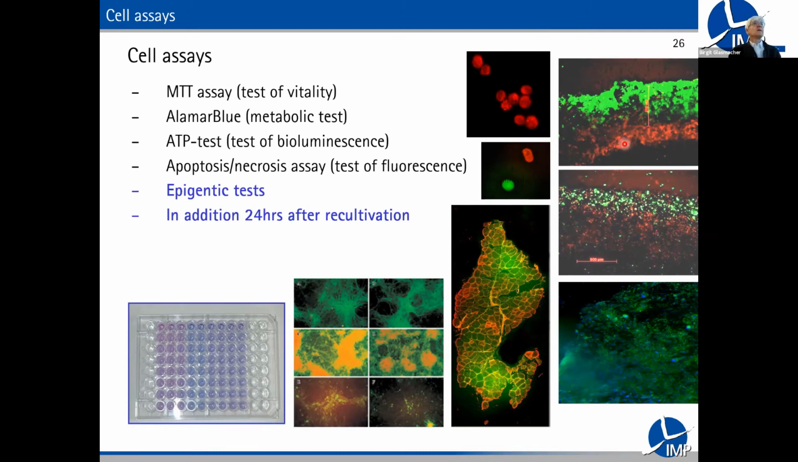Then we started a little bit with epigenetic tests, and from the epigenetic tests, we learned that now, when we do this freezing and thawing of our tissues, we do a 24 hours recultivation, and we do measurement of metabolic and reproductive assays after this 24 hours. Because we realized that directly after thawing, there are some biological processes, negative processes, that are reversed, unfortunately, after 24 hours.